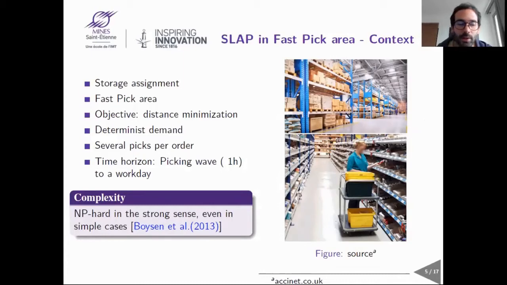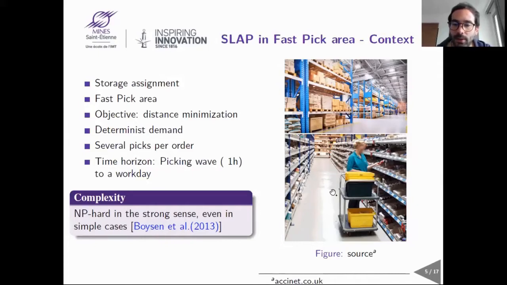Most of the time when a warehouse needs order picking, there is a second storage area that is the fast pick area, where only a small quantity of each item is stored, and the order pickers are traveling with a trolley and getting all the items they need for the preparation of one, sometimes several orders.